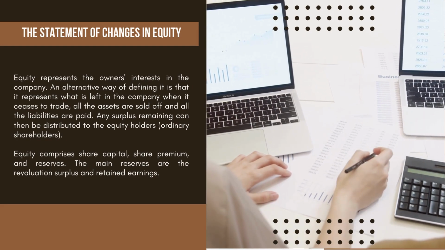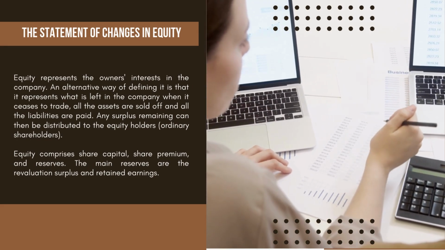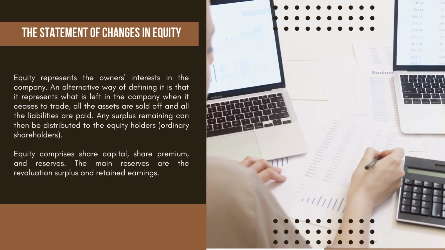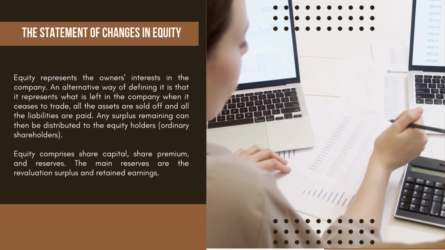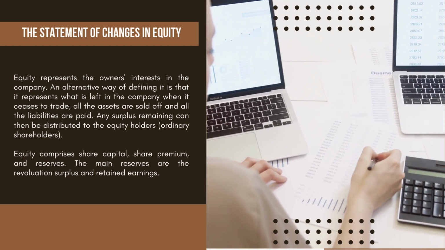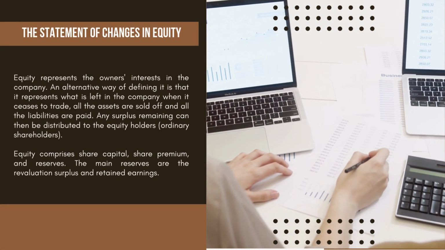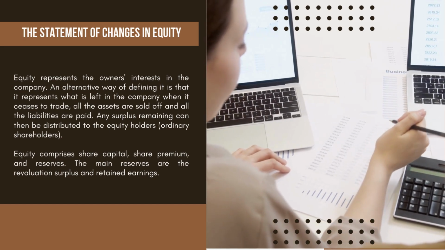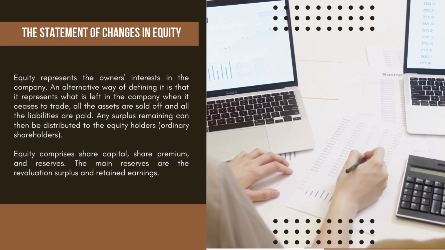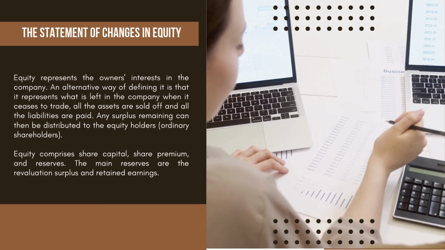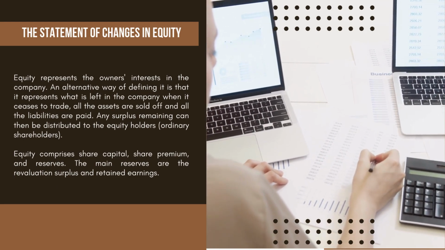Statement of changes in equity. Equity represents the owner's interest in the company. An alternative way of defining it is that it represents what is left in the company when it ceases to trade, or the assets are sold off and all the liabilities are paid. Any surplus remaining can then be distributed to the equity holders or ordinary shareholders. Equity comprises share capital, share premium, and reserves. The main reserves are the revaluation surplus and retained earnings.